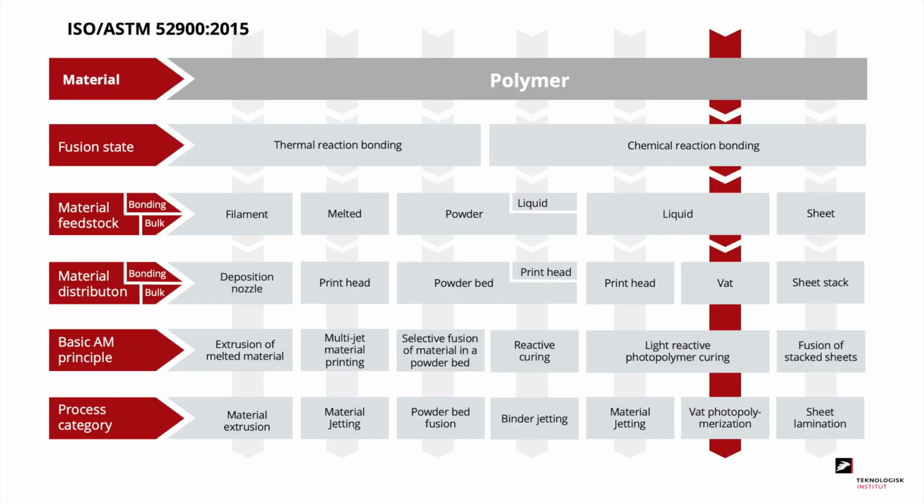If we look at the ISO standard, we can see that the material is polymer. The fusion state is chemical reaction bonding, which means that a chemical reaction glues the part together. The material feedstock is a liquid, also known as resin. The material distribution happens in a vat, which is a container with resin. And the basic AM principle is light reactive photopolymer curing. The process category is Vat Photopolymerization, also known as VPP.